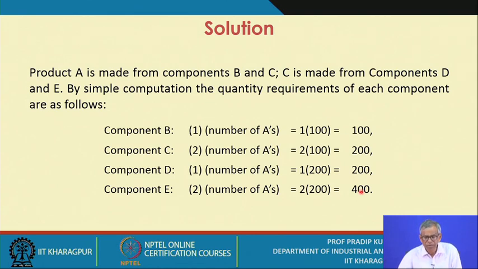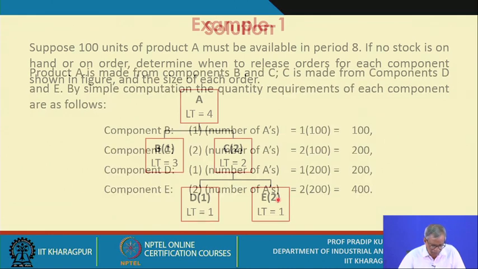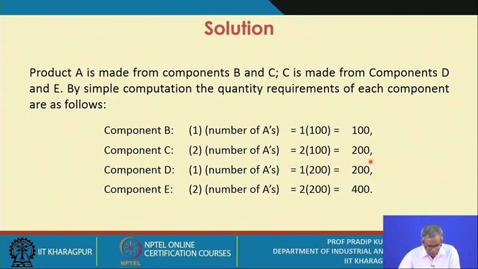It's clear? So if you refer to this one, this is 1. That means if you want to produce 100 units, you need 100 units of B and 200 units of C. And against C, you require 200 units of D, and this is 2, that means 400 units of E. So exactly, 100, 200, 200 and 400.